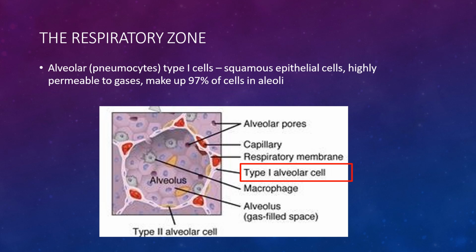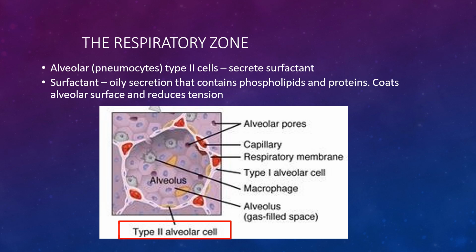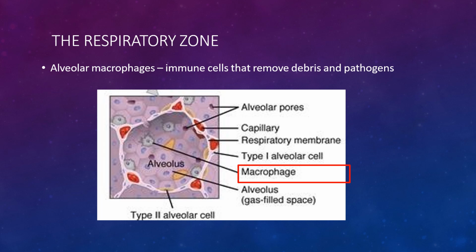Alveoli, pneumocyte type 1 cells. Pneumocyte type 1 cells, which are common epithelial cells highly permeable to gases, make up 97% of the cells in the alveoli. So alveolar pneumocyte type 2 cells secrete surfactant. Surfactant is an oily secretion that contains phospholipids and proteins. This coats the alveolar surface and reduces surface tension. Alveolar macrophages are immune cells that remove debris and pathogens.